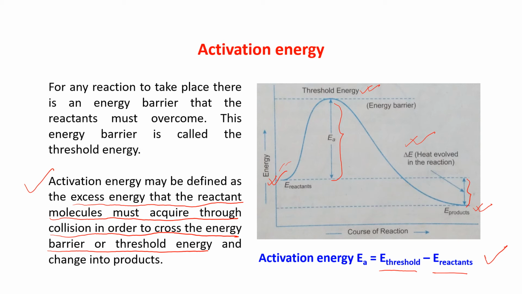You can explain exothermic and endothermic reactions from this graph by seeing the energy of the reactant and the product. If the energy of the product is higher than the energy of the reactant, that means it is a positive delta E. That means it is an endothermic reaction. I think that is clear to you.